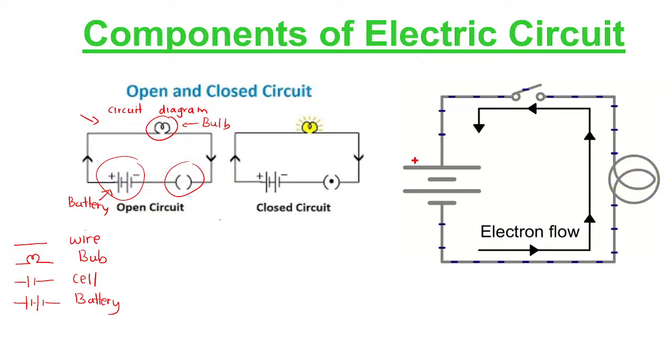Now that's the symbol for a switch. Now this switch is open, that is, an off position switch. That's the symbol for it. I will draw it again over here.